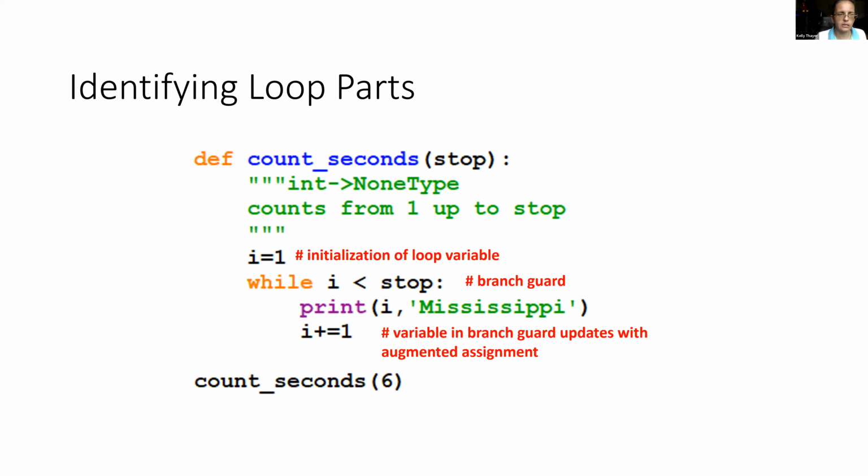Let's take a look at this example of a loop and see if we can identify the loop parts. I've taken this and put it in a function because oftentimes you will wish to put your loops inside functions. It's a good way to program. This one is called count seconds. It will take in an integer and it's going to return a None type. Do you agree with that?